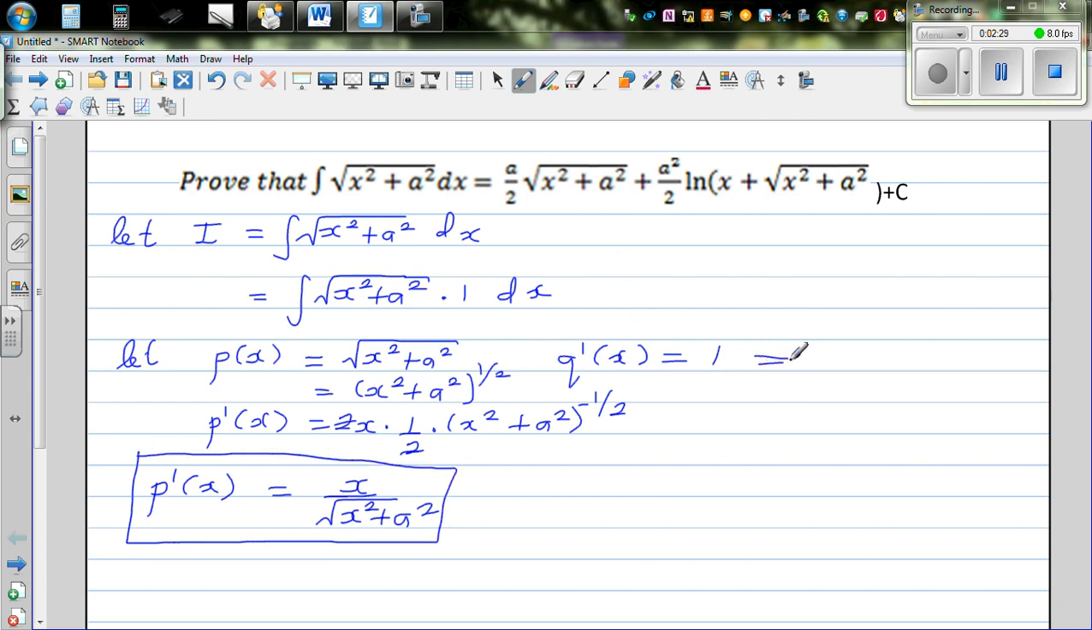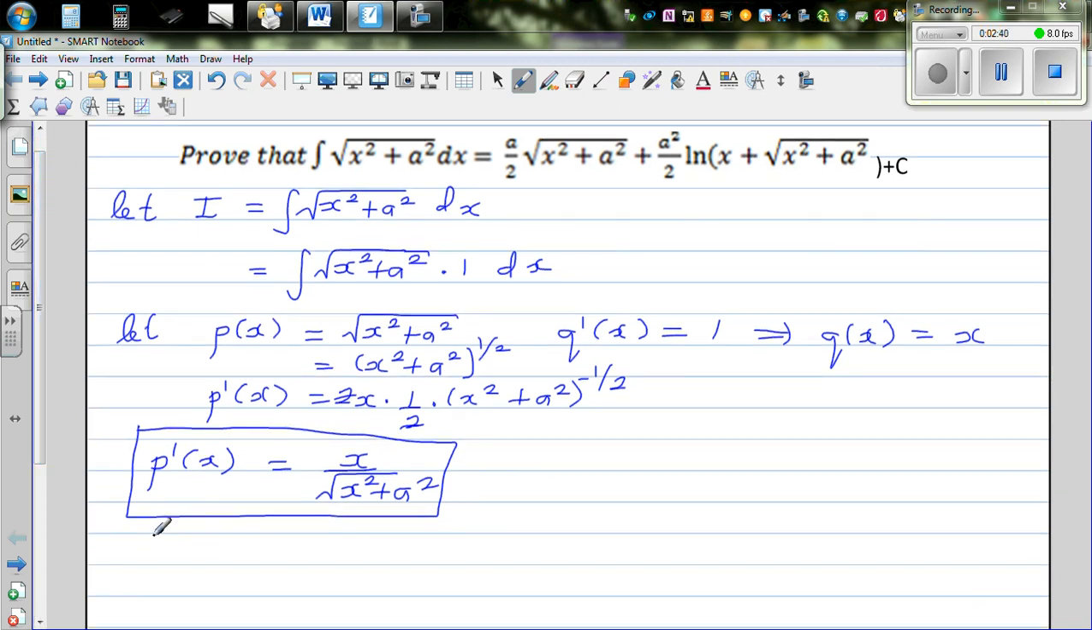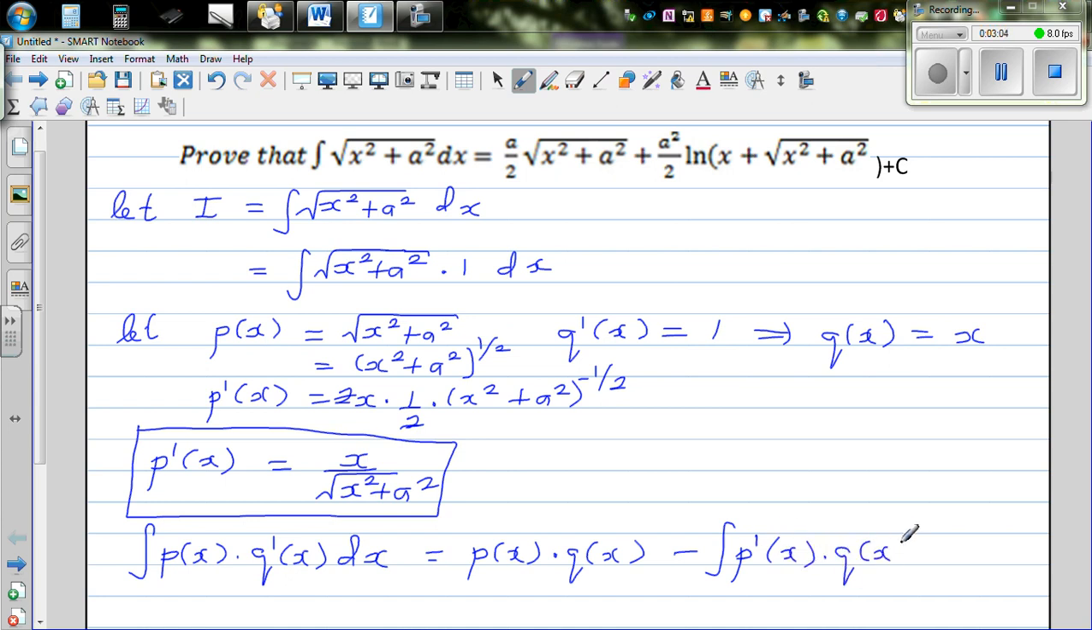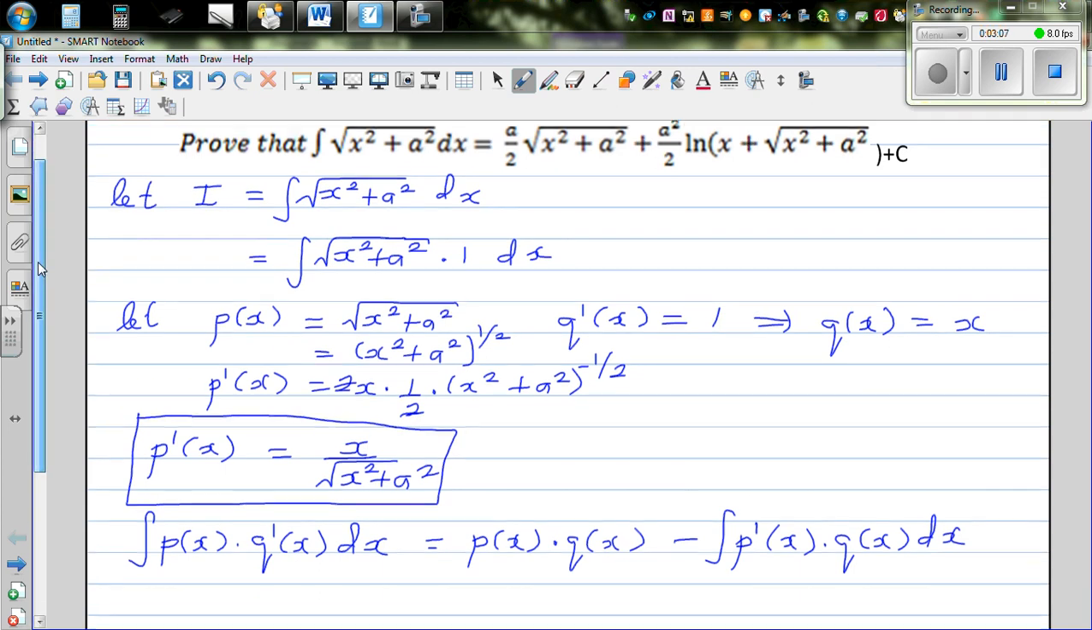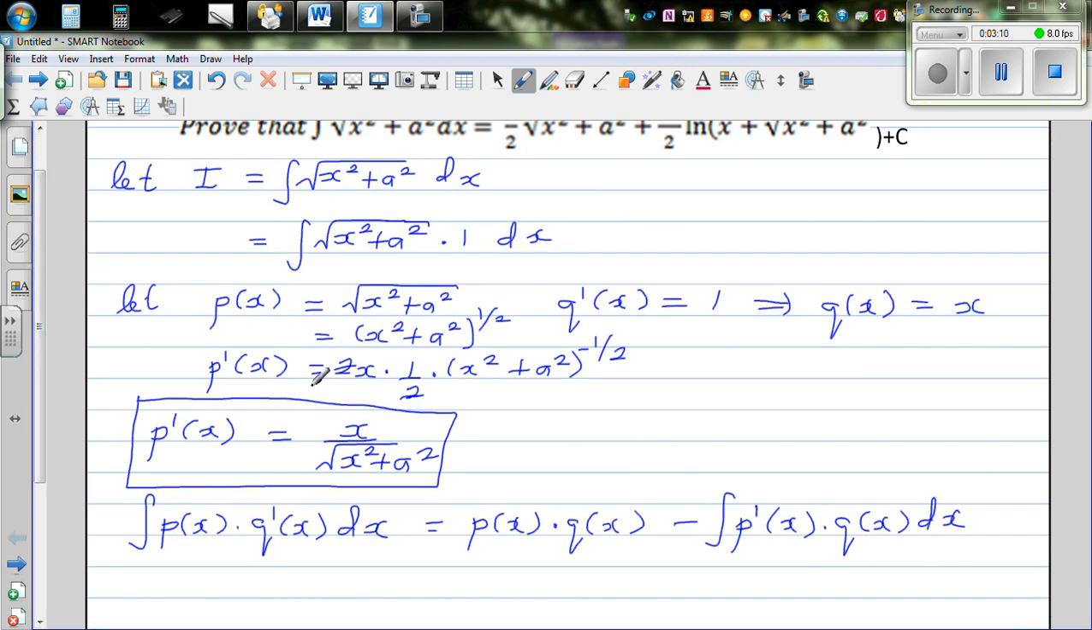And this implies q of x: here you have to integrate, so the integration of 1 is x. Using the integration by parts formula, I like to write the formula like this: the integral of p of x times q dash x dx is equal to p of x times q of x minus the integration of p dash x times q of x dx. So this is the formula for integration by parts. So this is I. Instead of writing this whole thing, I'm going to write this as I.